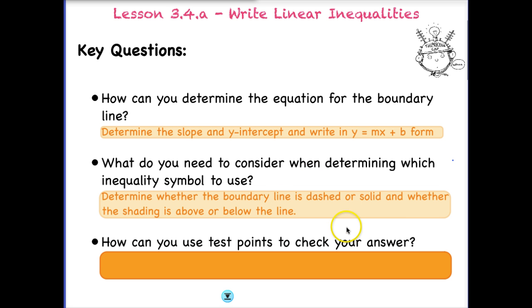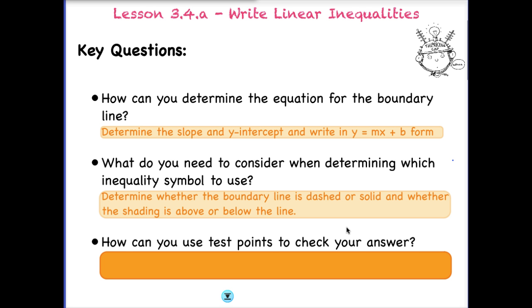What we need to consider is whether the boundary line is dashed or solid, which hopefully is familiar to you, and whether the shading is above or below the line. Remember that if the boundary line is dashed, we use a greater than sign or a less than sign. If it's solid, then we have a greater than or equal to, or a less than or equal to. The shading above or below the line indicates whether we use the greater than or the less than.